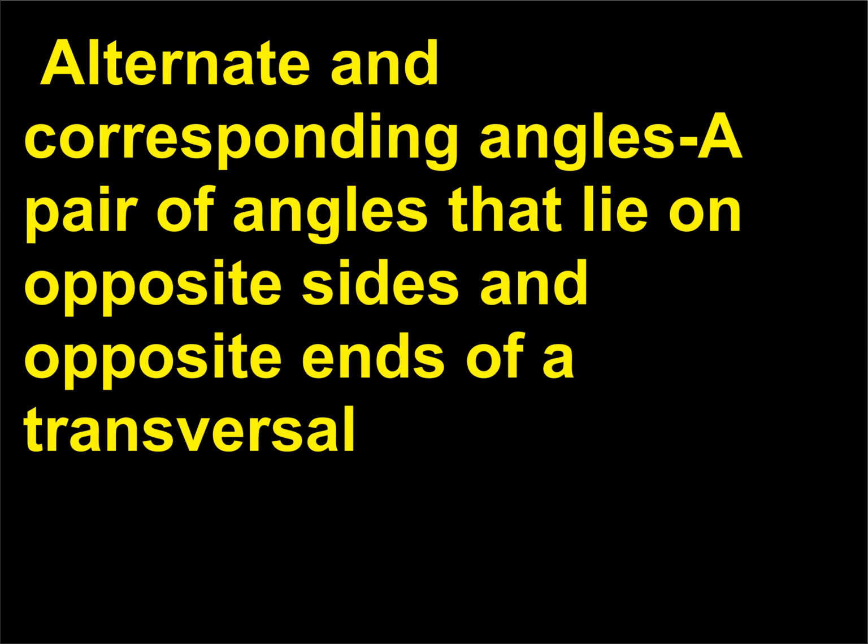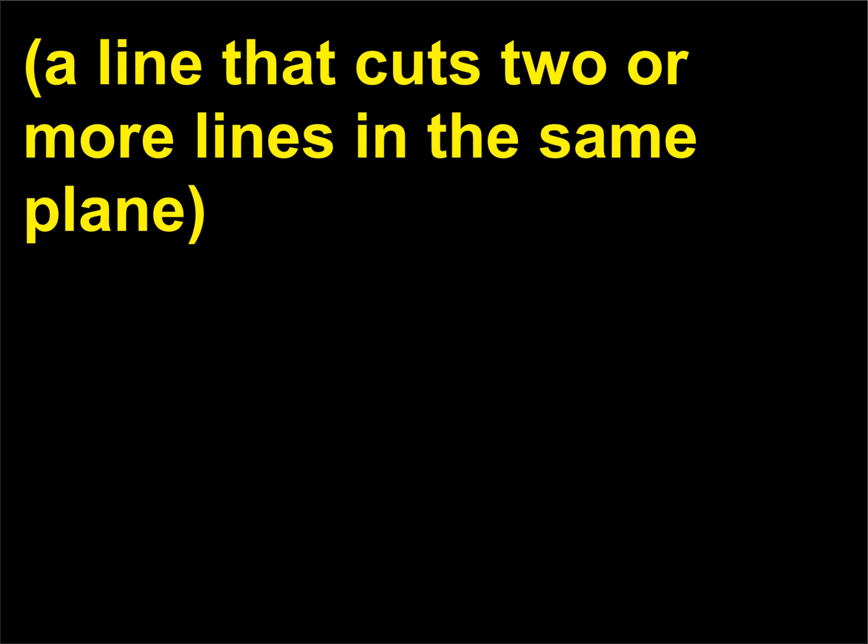Alternate and corresponding angles. A pair of angles that lie on opposite sides and opposite ends of a transversal, a line that cuts two or more lines in the same plane.